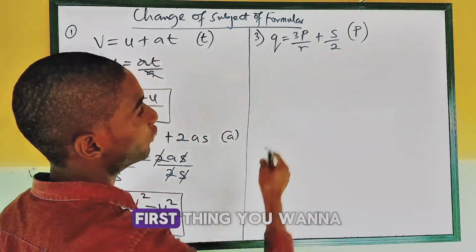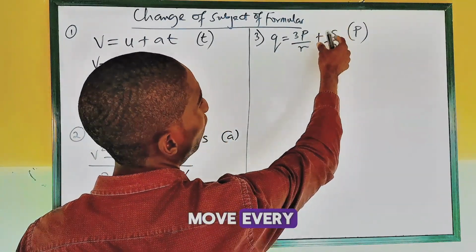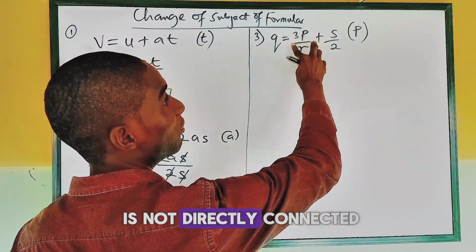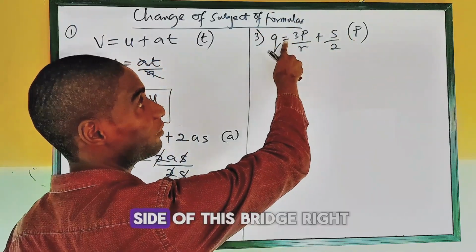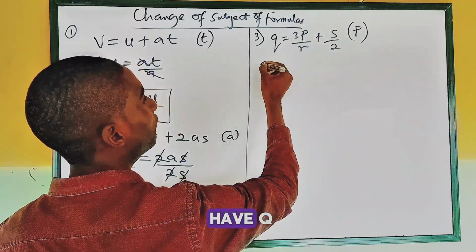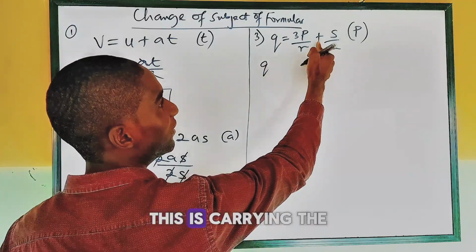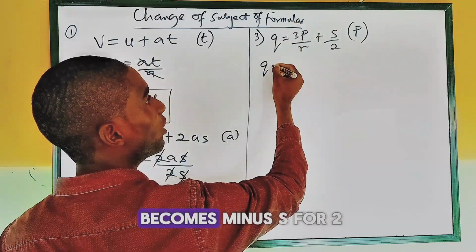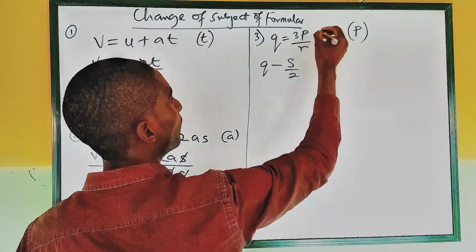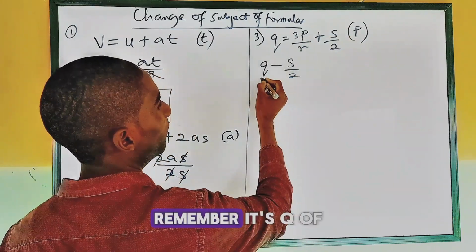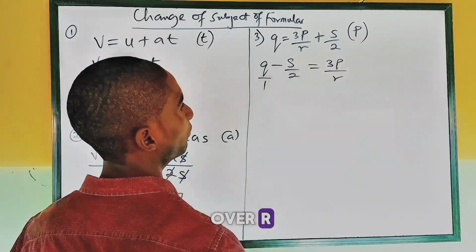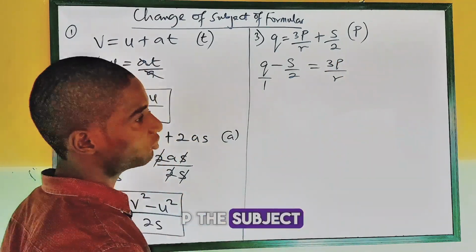What do we do? The first thing you want to do here is to move every other thing on this side that is not directly connected to P to the other side of this bridge. So I'm going to move these to this side. So I'm going to have Q. This is carrying the positive sign, so when you cross it, it becomes minus S over 2. Remember, it's Q over 1 minus S over 2 equals 3P over R. I want to make P the subject, so let's proceed.